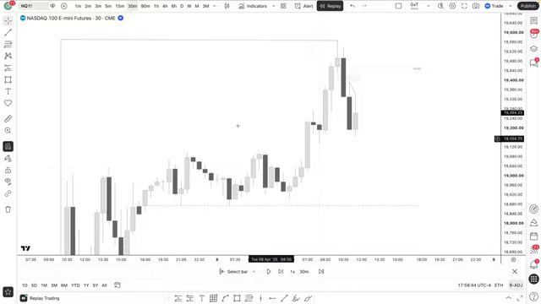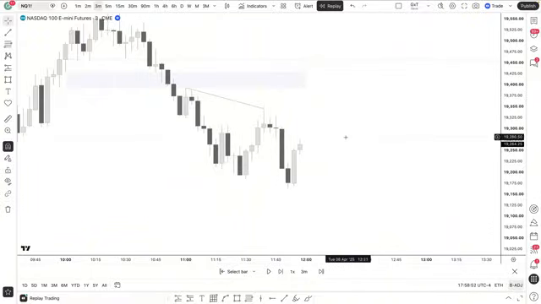So let's go down to the 3-minute. So here we are on the 3-minute time frame. When we look back within that C2 candle, do we have a CSD?